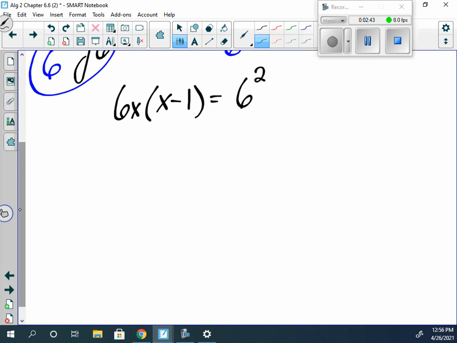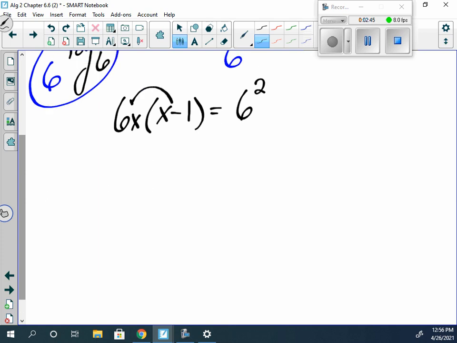Well, now we can simplify this a little bit. We can use the distributive property. Well, 6x times x is going to be 6x squared. 6x times negative 1 will be negative 6x. And 6 squared is 36. So we get this here. Any questions on any of this so far?